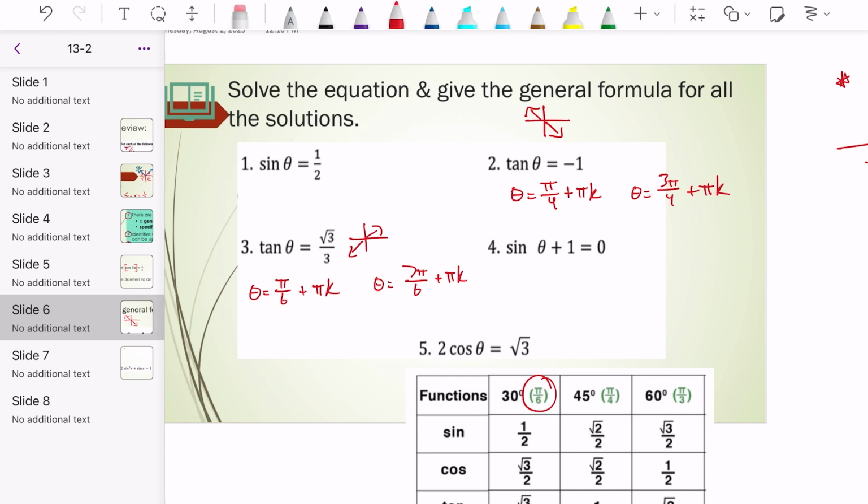For number 4, we're now taking a look at what occurs when we have sine and when we have more than just the term by itself. So what occurs is we want to keep the sine of theta by itself. So the first thing we're going to do is move over the 1, and we're going to get sine of theta equal to -1.